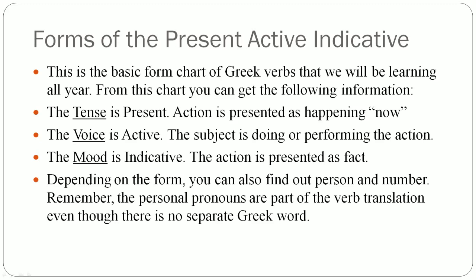Okay, is this presented as fact? Is it presented as a possibility? Is it presented as some kind of remote, long shot wish? In this case, it is indicative, so the action is presented as fact. So we have tense, present, voice active, mood indicative. Now, depending on the form, you will also be able to decipher what person and number we are talking about and what the subject is. And once again, from pretty much the last slide, personal pronouns are part of that verb translation, even though there's only one Greek word.